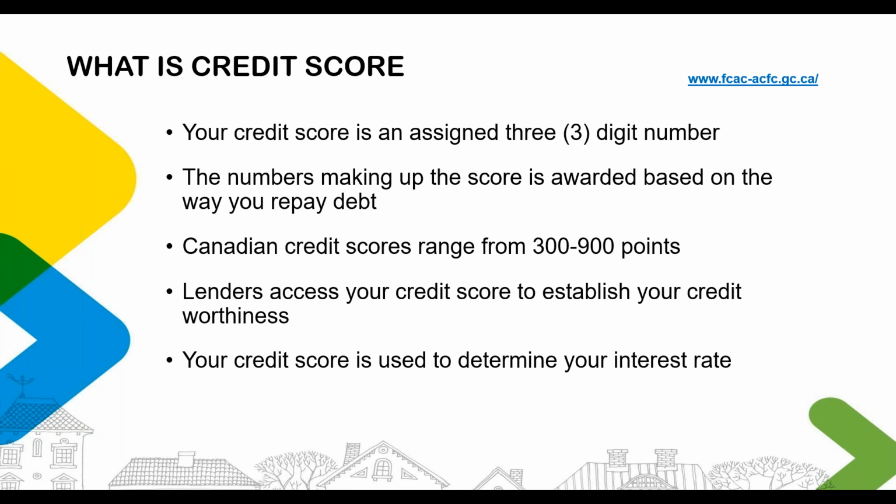Now, you will lose points for things that show the bureau that you have difficulty managing credit. Now, in Canada, credit scores range from 300 to 900. The best score is the higher number, so 900. Your score will change over time as your credit report is updated. And this is done on a very regular basis.